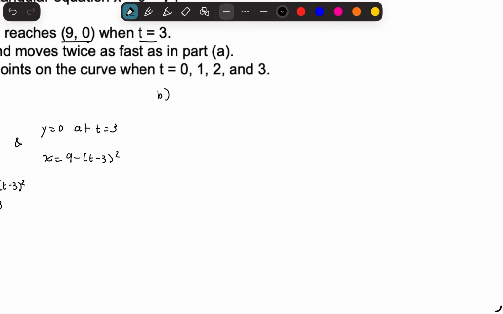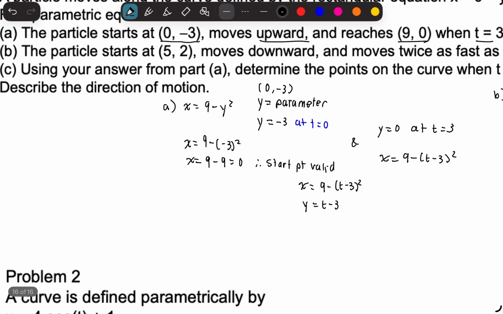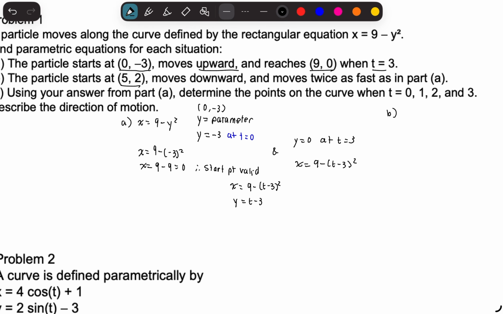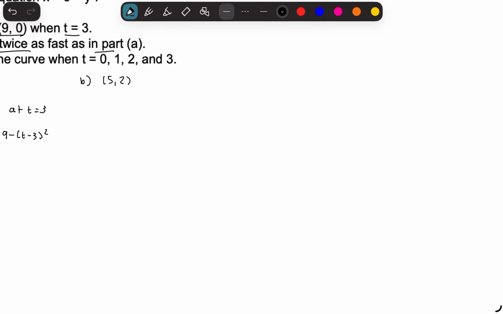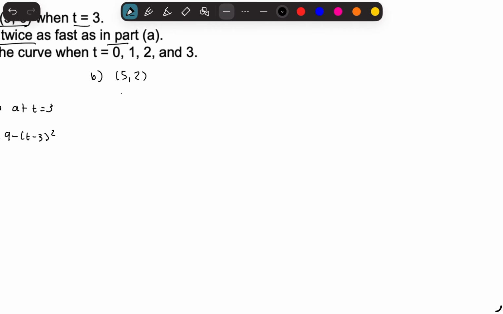Now for part B, the particle is going to start at 5, 2, and it moves downward and moves twice as fast as in part A. So we can check that point on the curve, 5, 2, and see if it lies on the curve. So x is equal to 9 minus y squared. Now you plug in your y. So you have 9 minus 2 squared, 9 minus 4 is equal to 5.